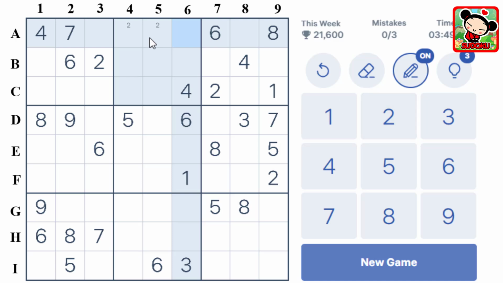If we don't want to mark those boxes anymore, we can use the eraser to erase the positions marked with pencil. Next, number 6. In block 2 we see one number 6 appearing in row A, one number 6 appearing in row B, so the number 6 we need to find will appear in row C. We use a pencil to mark the position where number 6 appears.